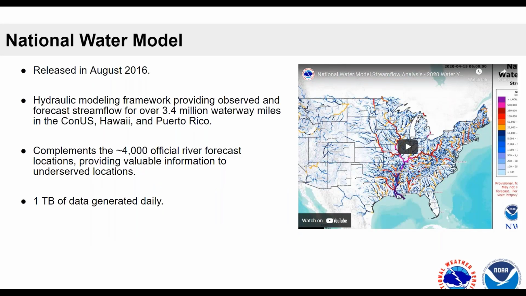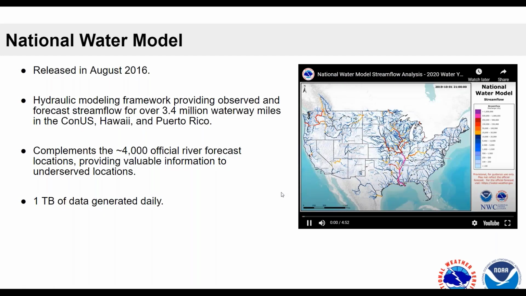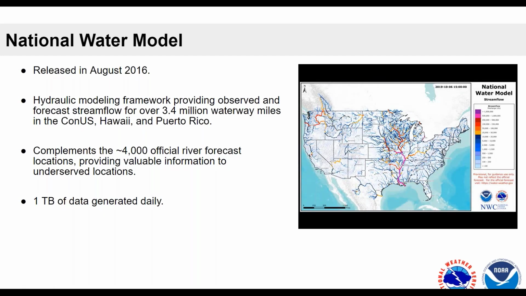In August of 2016, we released the National Water Model. And over here on the right is an animation of the water model output for the 2020 water year. The National Water Model is a hydraulic modeling framework, and it provides both observed and forecast stream flow for about 3.4 million waterway miles across the continental United States, Hawaii, and also Puerto Rico.